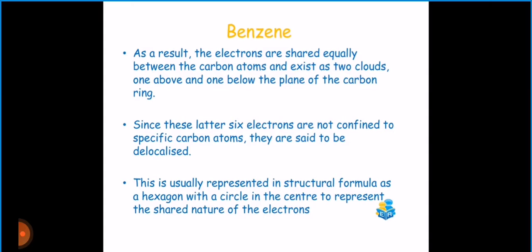So because of this discovery about benzene, we know that the electrons are equally shared because of this blurring above and below the plane. So the electrons are equally shared between the carbon atoms and exist as 2 clouds, one above and one below the plane of the carbon ring. Since these 6 electrons are not confined to specific carbons, they're said to be delocalized, because they're obviously moving around if we have clouds forming, so they must be delocalized. And this is usually represented in structural formulas as a hexagon with a circle in the center to represent the shared nature of the electrons.